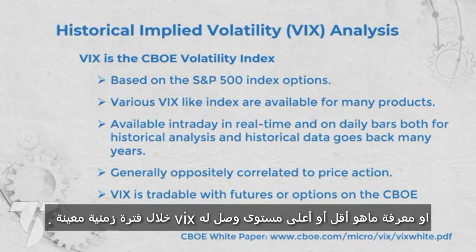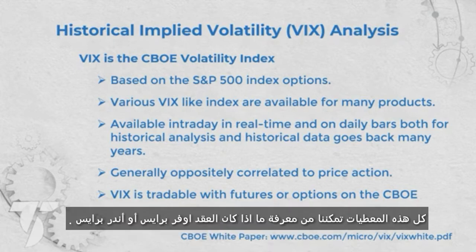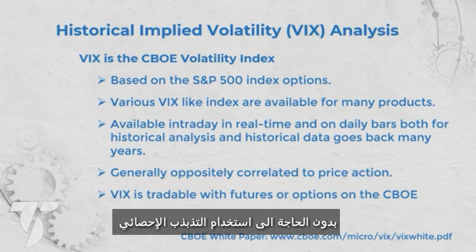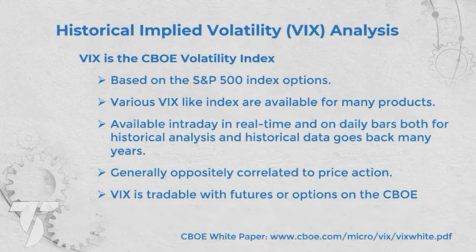Or where is VIX within its highest, lowest range for some period of time? What is the ratio between VIX and the average VIX? All of these values can tell me whether or not options right now are overpriced or underpriced. Without looking at the statistical volatility, I have enough information with the implied volatility to tell me whether I should be buying options or I should be selling options.